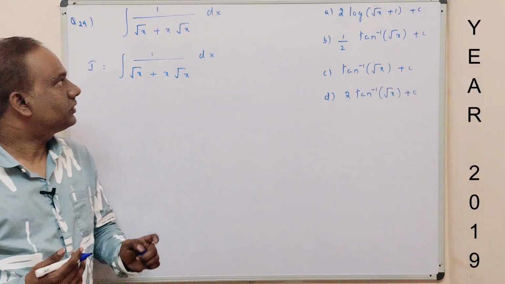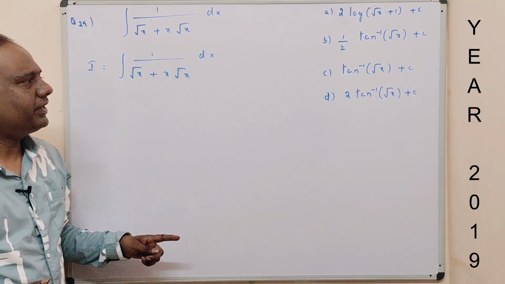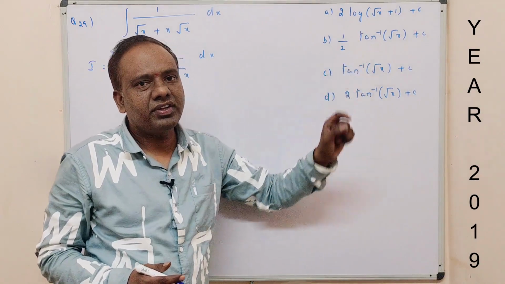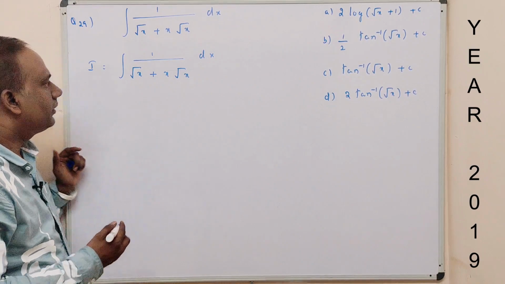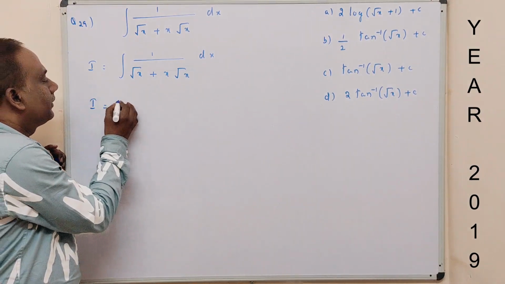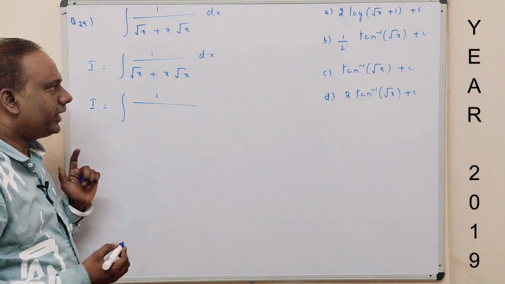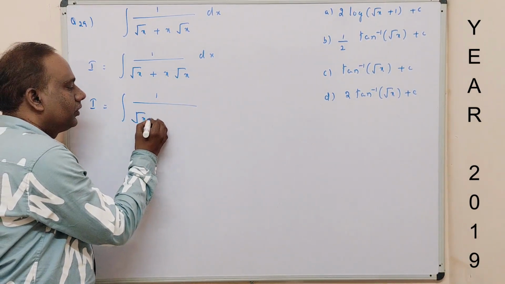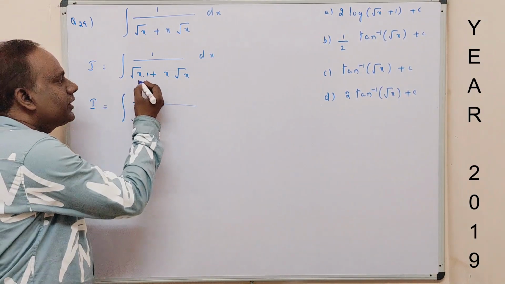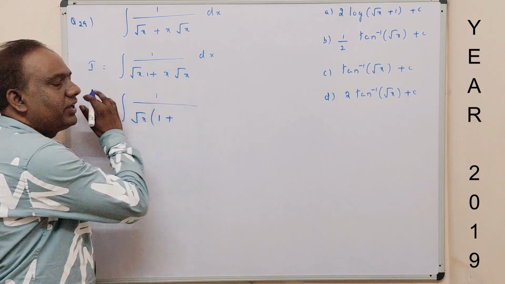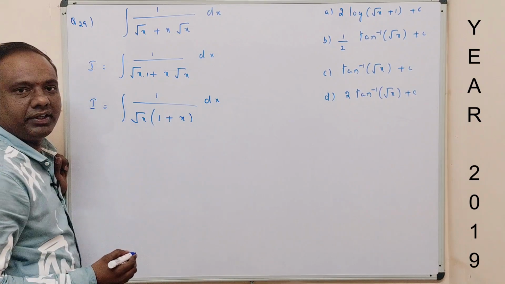So in this question, we have the integration of 1 by root x plus x root x into dx. These are the options here. First of all, take this value as I. So I is equal to integration of 1 by, here root x is common. Take root x common: root x common means the remaining is 1, plus root x common, the remaining is x, into dx.